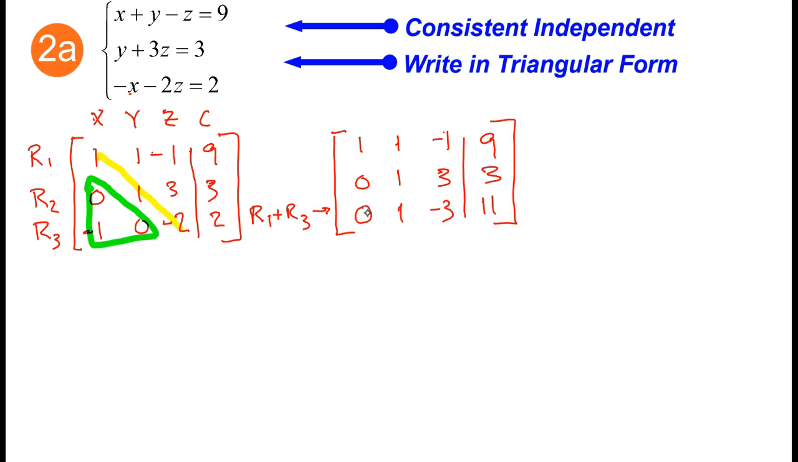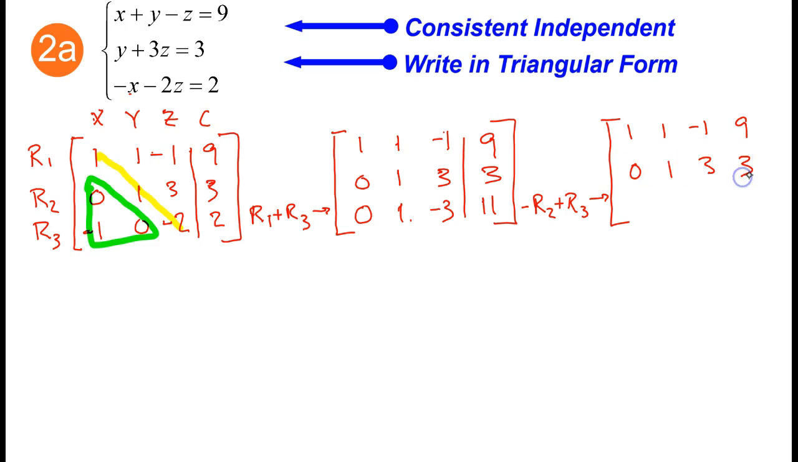The next thing I'm going to do is try and get rid of this 1. The way I'm going to do that is by taking this row 2. I'm going to take the opposite of row 2 and I'm going to add it to row 3. Okay, and that's going to give me the following table of coefficients and constants. Row 1, unchanged.